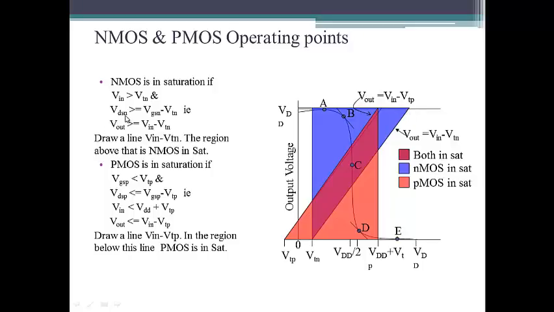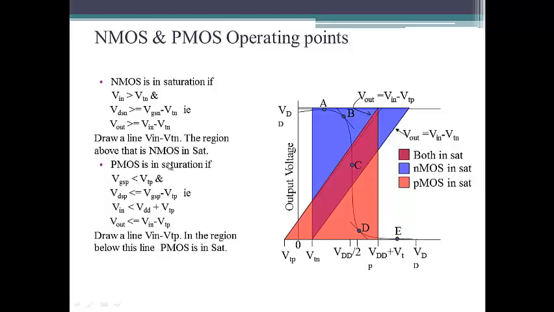Your condition is your output must be greater than that. So if I draw a line like this, the region above this will be the region for NMOS in saturation. So this blue region, the region which is above the line Vout is equal to Vn minus Vtn, when it is greater than that, the NMOS will be in saturation. In this other region, NMOS is in cutoff because your input voltage is less than Vtn. So the region above that line is where NMOS is in saturation.